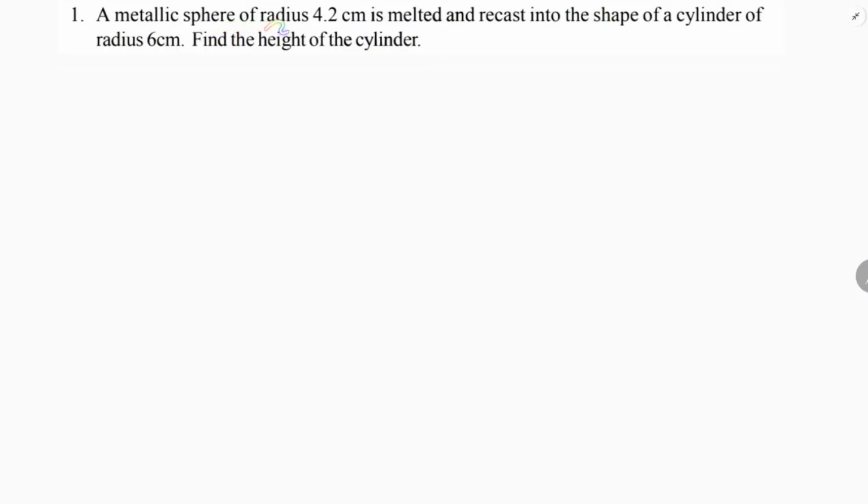A metallic sphere of radius 4.2 centimeters is melted and recast into the shape of a cylinder of radius 6 centimeters. Find the height of the cylinder. See, whenever it is melted and recast, volumes will be the same.